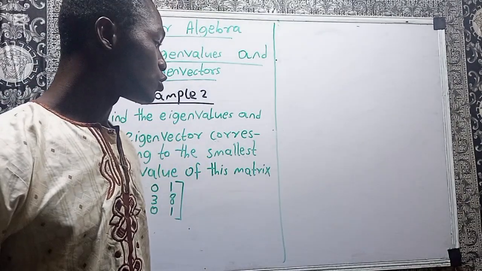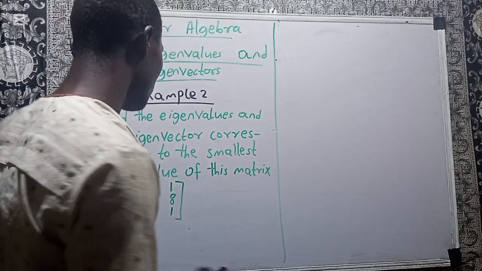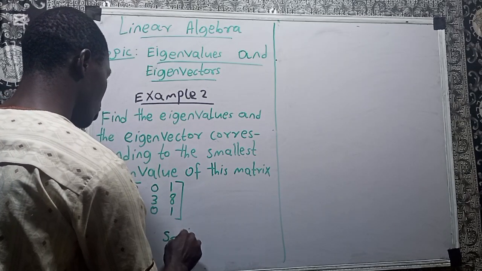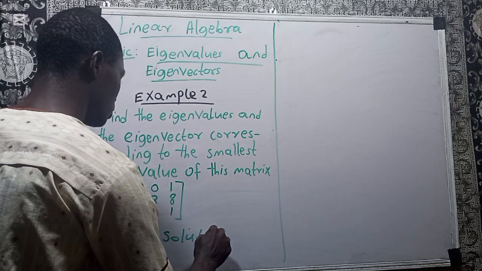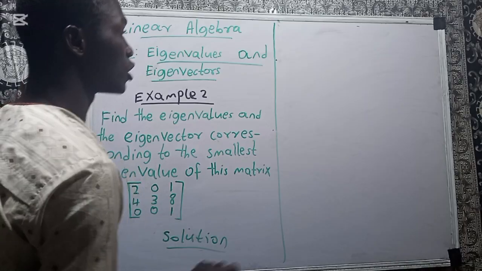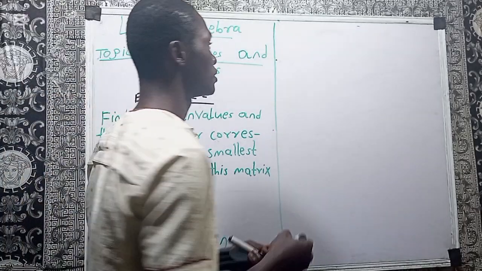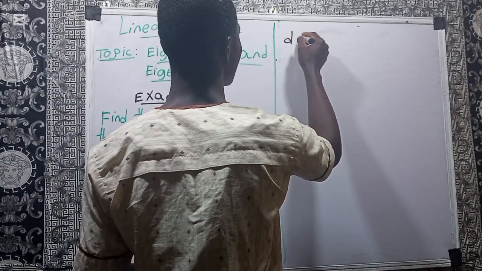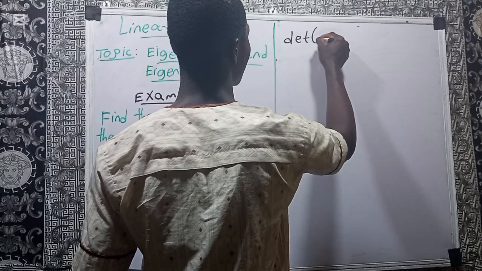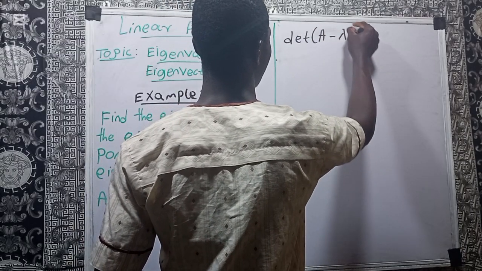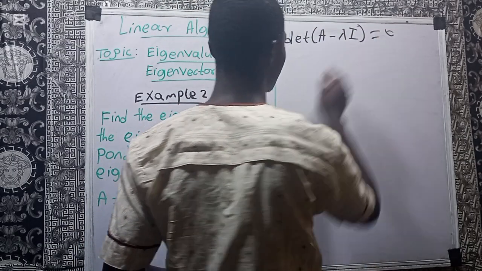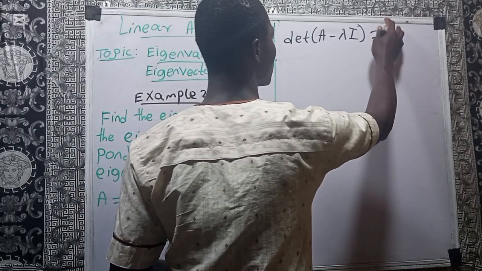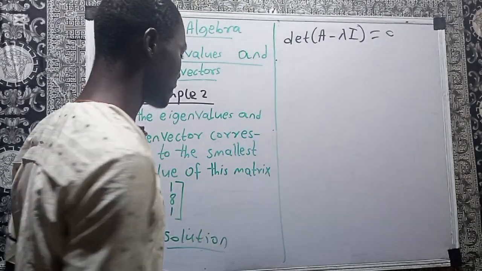What you are going to do is that I will give you the equation you are going to use to solve it, which we call the characteristic equation. You write the determinant of A minus lambda I and equate it to 0. This is the characteristic equation you are going to use to find the eigenvalues, right?